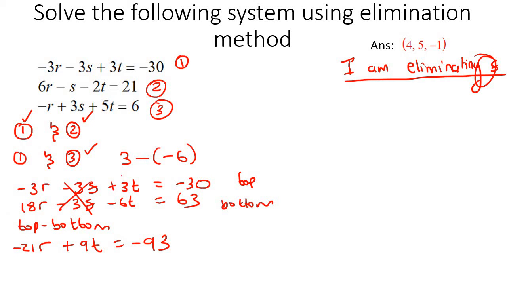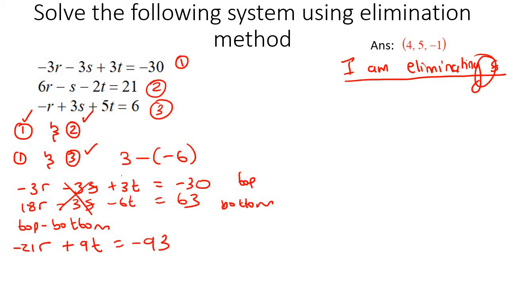Now we're going to move on to our second scenario, which is equation 1 and 3. Kevin, could I also have done equation 2 and 3? Absolutely, no problem. 1 and 2, 1 and 3, 2 and 3, it doesn't matter. As long as you're using equation 1 somewhere, as long as you're using equation 2 somewhere, and as long as you're using equation 3 somewhere, you're good.